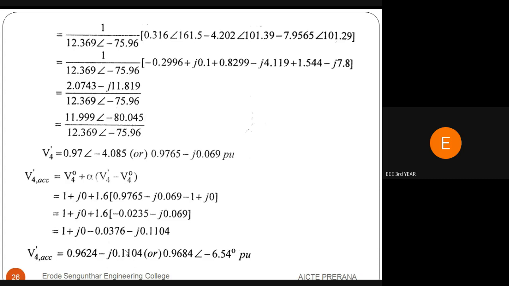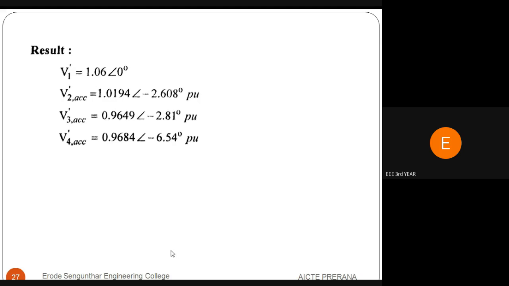This is rectangular form, which can be converted to polar form. That polar form is written as 0.9684 at an angle of minus 6.54. Everything is written in per unit. So the final result we can write as V1 is 1.06, V2 accelerated is 1.019 at an angle of minus 2.608 per unit, V3 accelerated is 0.964 at an angle of minus 2.81 per unit, and V4 accelerated is 0.9684 at an angle of minus 6.54 per unit. Okay, everything is calculated.